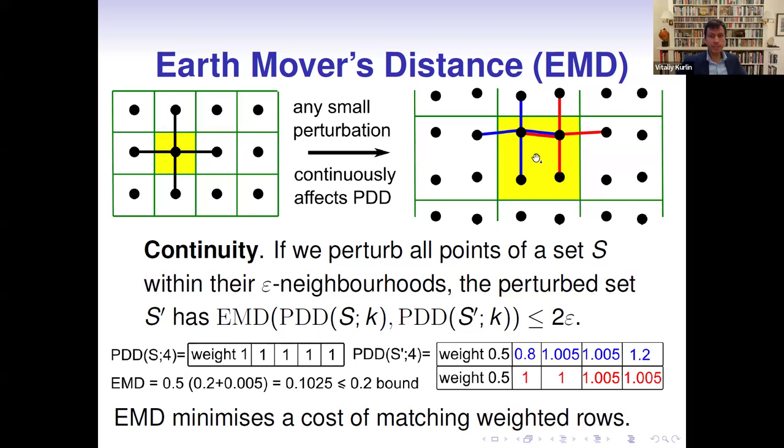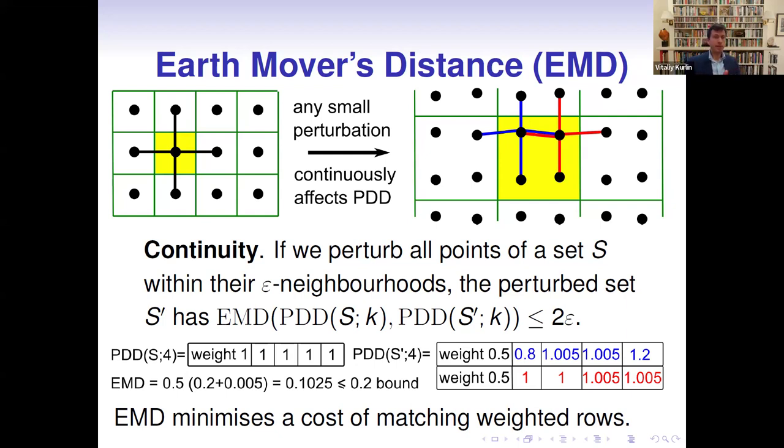So that's where the corresponding distances in these two matrices differ up to 2 epsilon. And for the red edges, the differences are even smaller. So that's why there is a way to continuously compare these matrices, even having different numbers of rows, and get a well-defined metric, which has an upper bound of 2 epsilon. This metric, which we use here, is called Earth Mover's Distance. Although there are actually many other metrics which we could consider on PDD matrices, interpreting them as discrete probability distributions, EMD is probably the simplest.